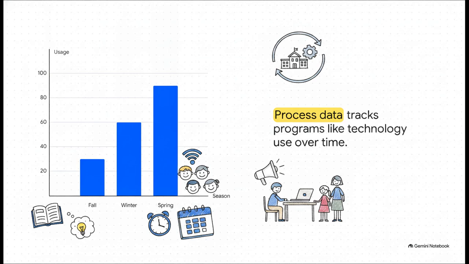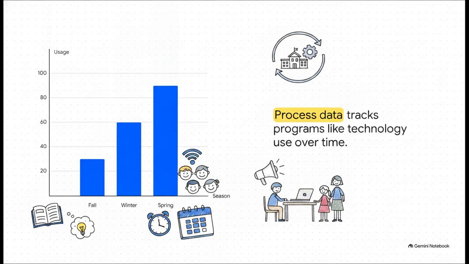Next up, we have process data. This tracks the actual processes, programs, and instructional frameworks of a school over time. It could be tracking student participation in after-school clubs, or, like the usage trends we see here, looking at how instructional technology is utilized across the fall, winter, and spring. Analyzing process data really helps teachers optimize their efforts.